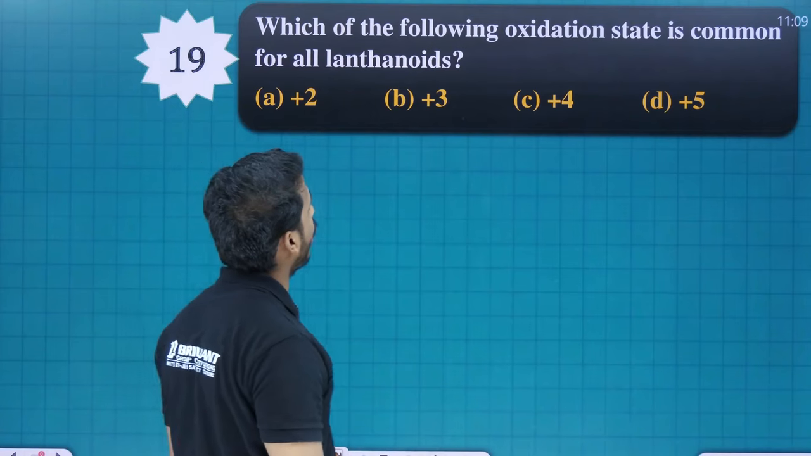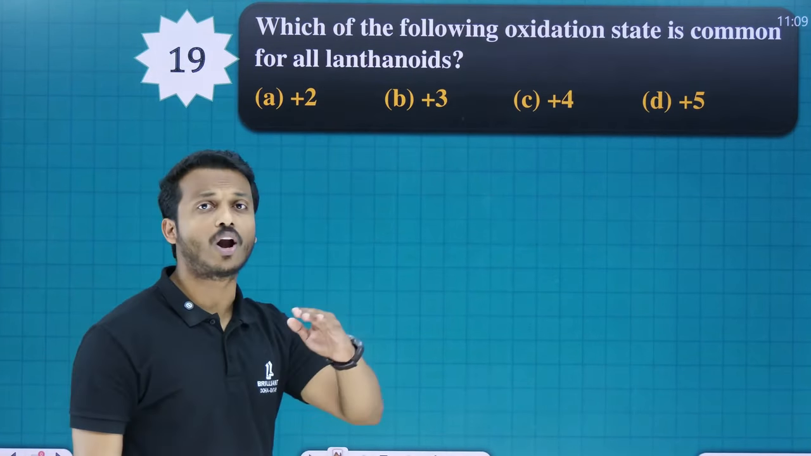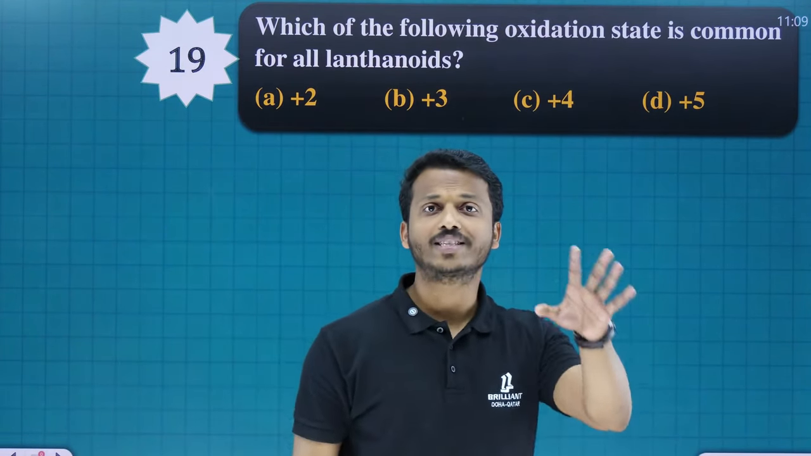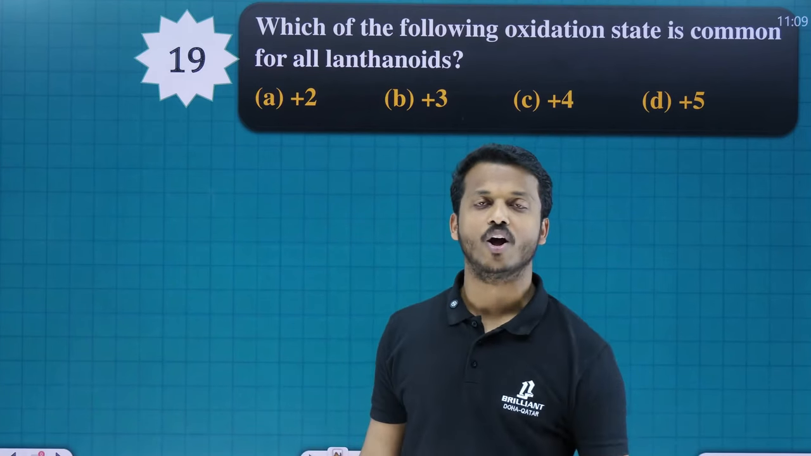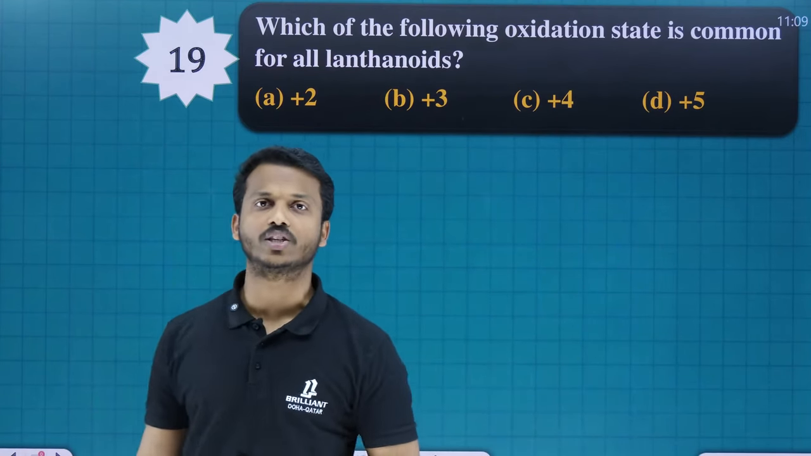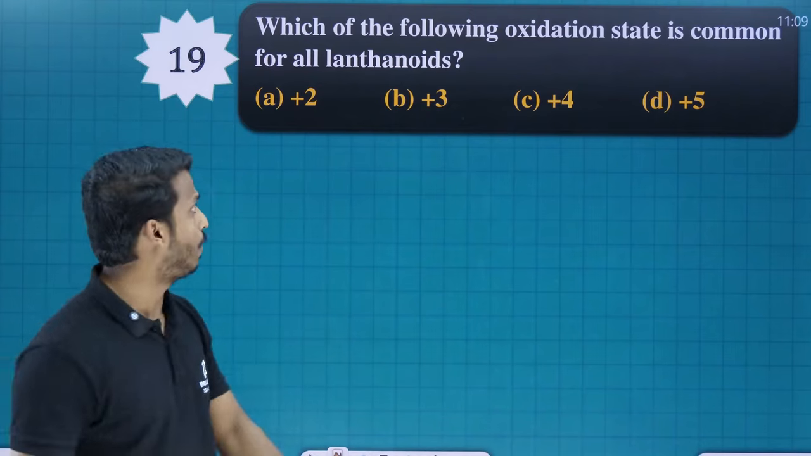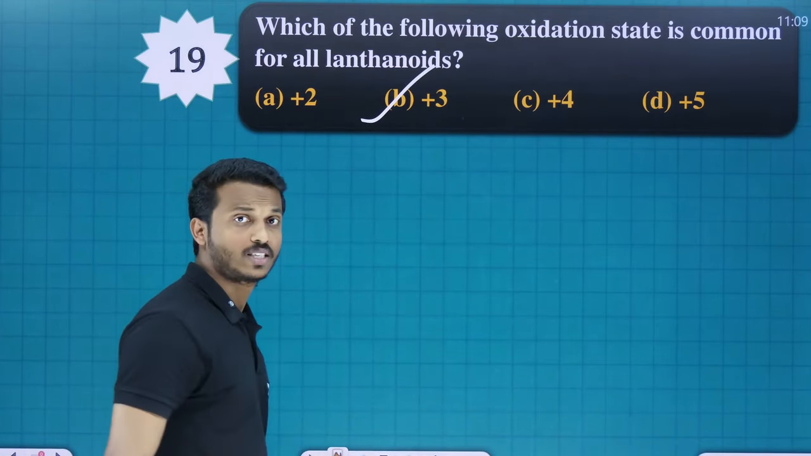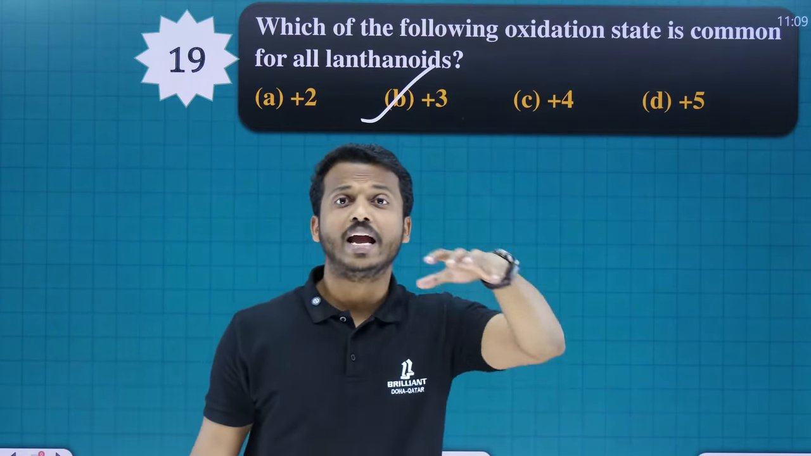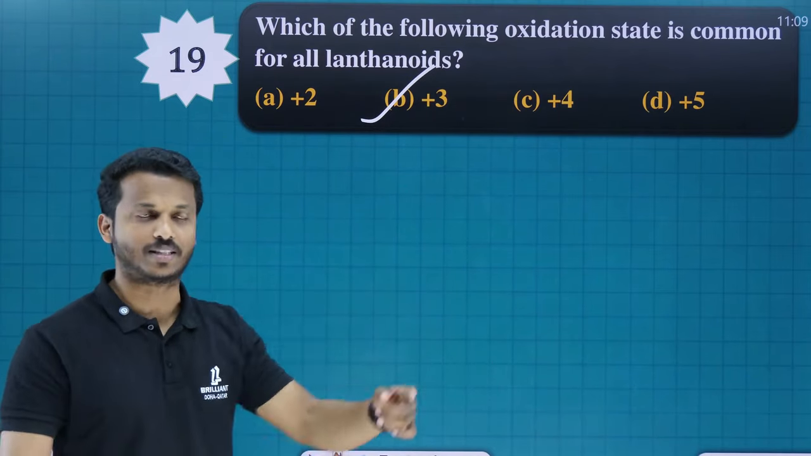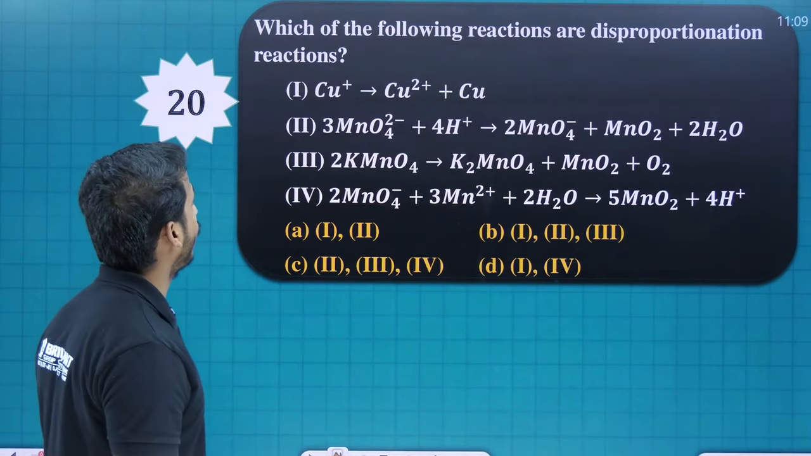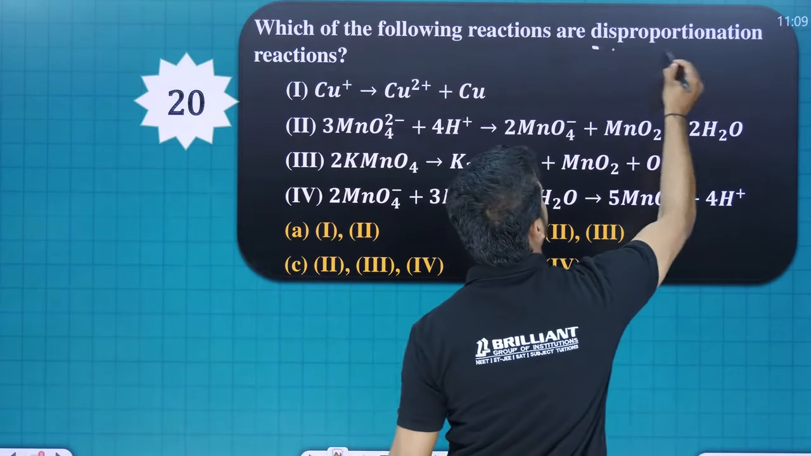Now, which of the following oxidation states is common for all lanthanoids? Lanthanoids and actinoids have a common or general oxidation state, that is what? +3. Please remember, dear, the lanthanoids group shows a common oxidation state of what? +3.